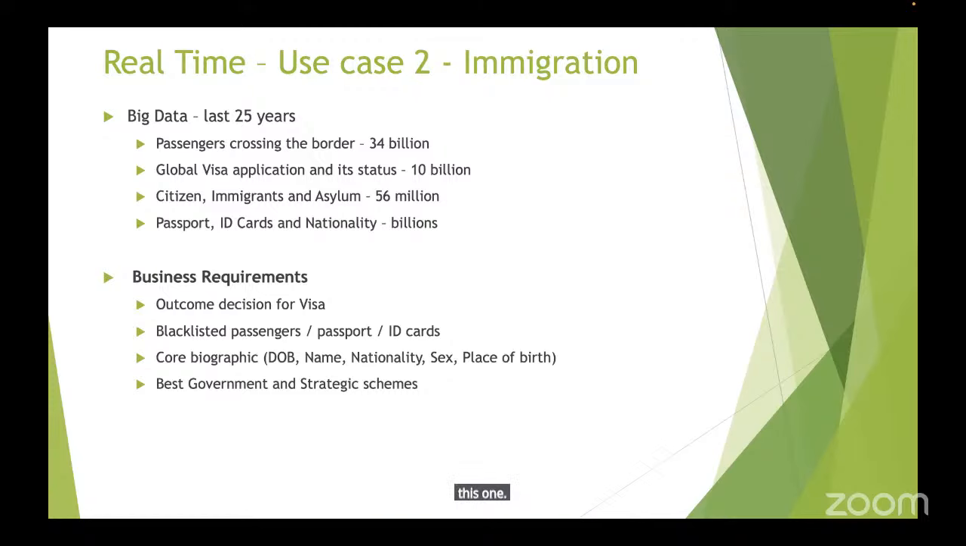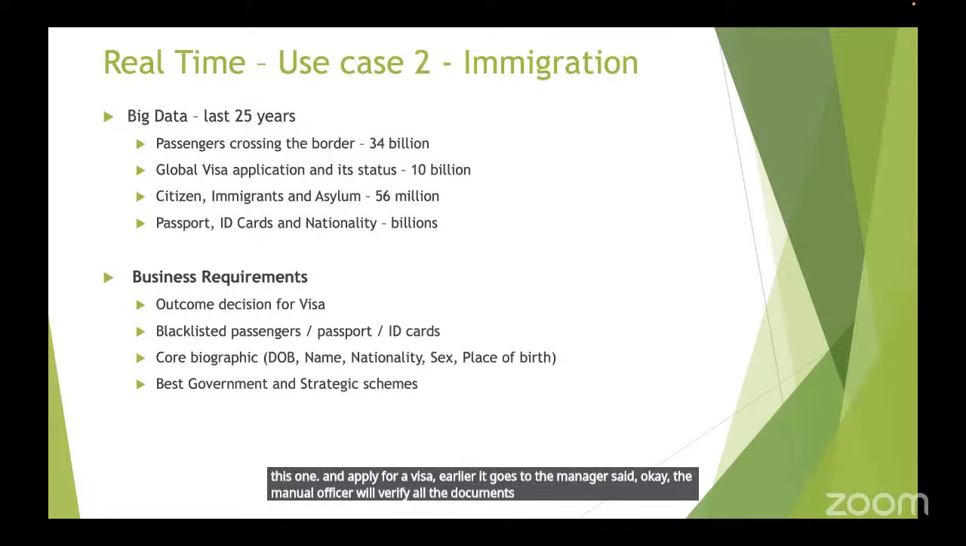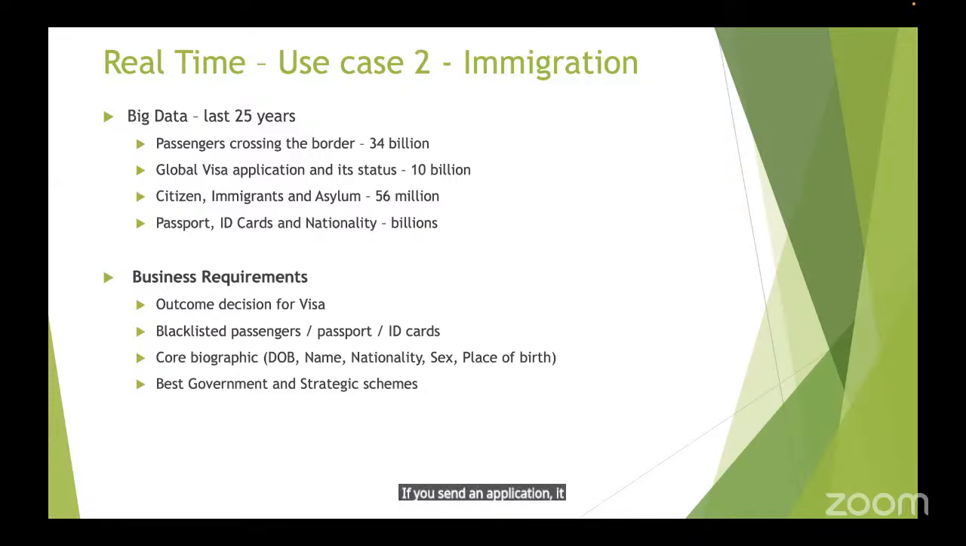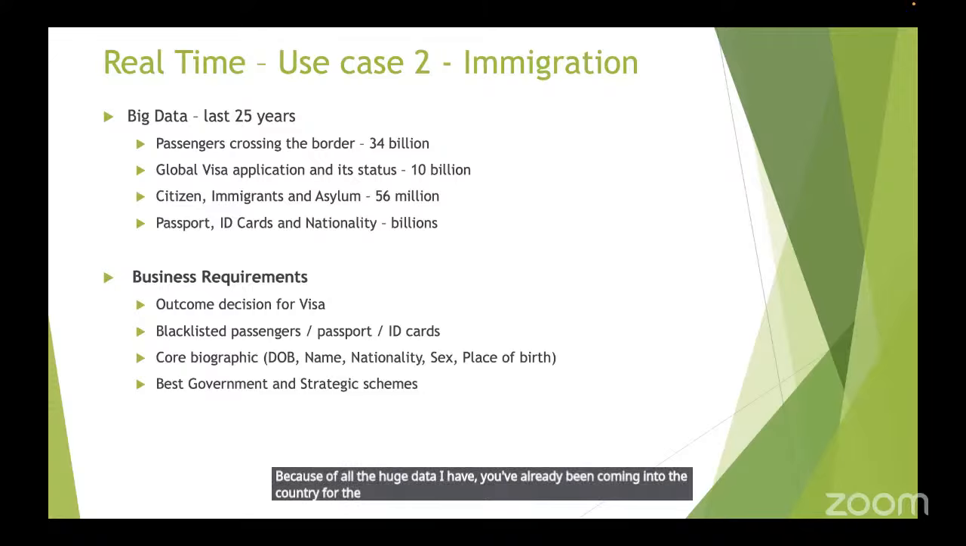With all these billions of records, my requirement is this. When I apply for a visa, earlier it went to a manual check. The manual officer would verify all the documents you submitted, check everything, and send it to another person to review, and then it goes to the leader for approval. Now, if you send an application, it will be an instant decision. Because of all the huge data I have, you've already been coming into the country for the last 10 years, there is no issue with you, so your visa is approved.